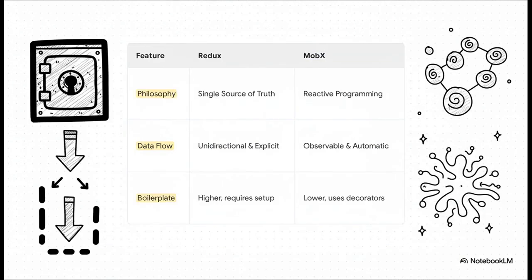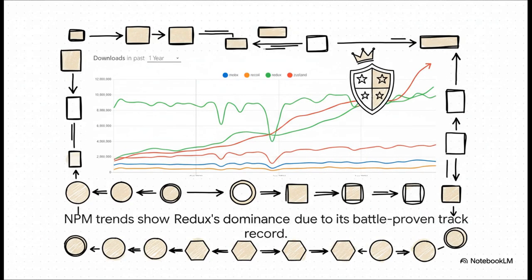So that's the crucial choice right there. Redux offers this rigorous, predictable control. MobX, on the other hand, gives you more flexibility by embracing what we call reactive programming. Think of it like a spreadsheet. When you change a cell, the chart that uses it just automatically updates. That's the idea. So how did this whole debate play out in the real world? Well, despite a lot of really innovative alternatives, Redux's battle-proven track record and its massive community have really made it the dominant choice, especially in the React ecosystem.